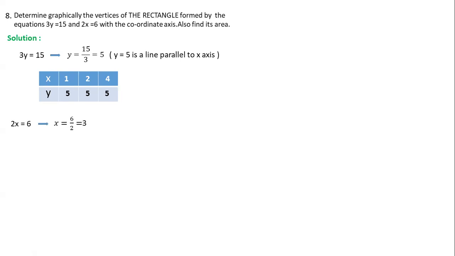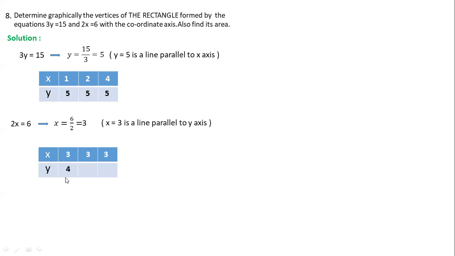x is equal to 6 divided by 2, which is 3. That means x is equal to 3 is a line parallel to the y-axis. Put the values: 3, 3, 3, and take any value of y, whatever you want. So these are the two lines.